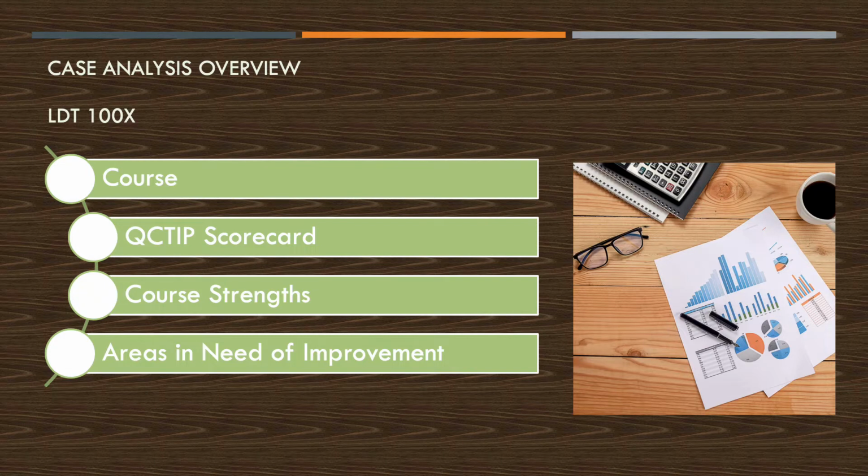Using instructional design standards in conjunction with qualitative and quantitative data will result in the creation of a quality e-learning course. This presentation will cover an overview of the course DLT100X using the QC-TIP scorecard. The strengths and weaknesses of the course will be identified and discussed.